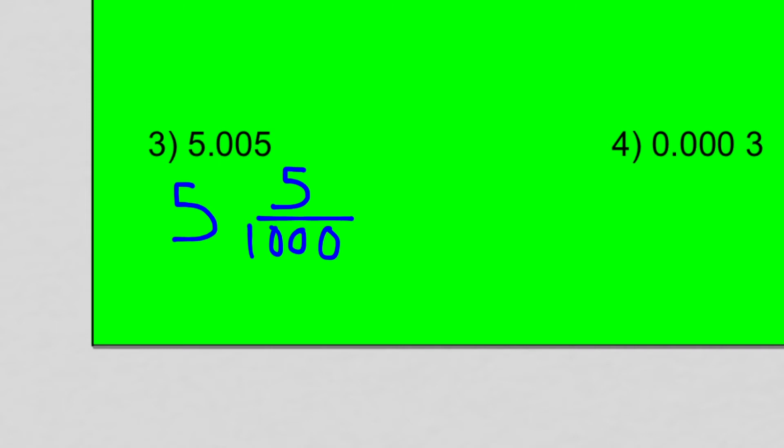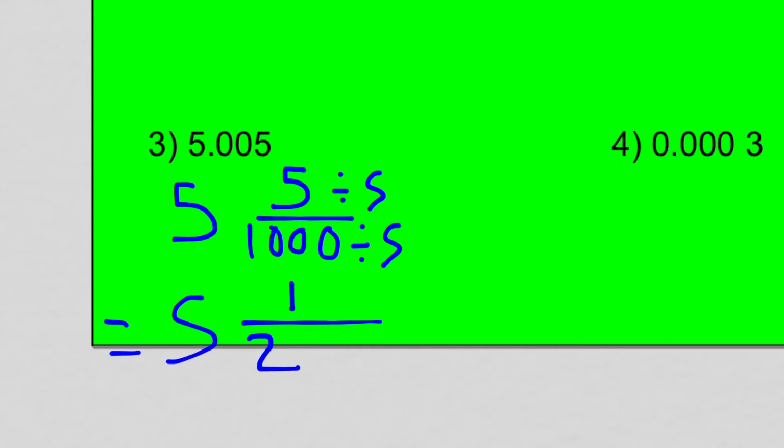Now, to put this in lowest terms, the greatest common factor of 5 and 1,000 is 5. So I'll divide the numerator by 5 and the denominator by 5. I still have 5 wholes. 5 divided by 5 is 1. 1,000 divided by 5: well, 10 divided by 5 is 2, and then tack on the 2 extra zeros for 200. So it's 5 and 1 over 200.